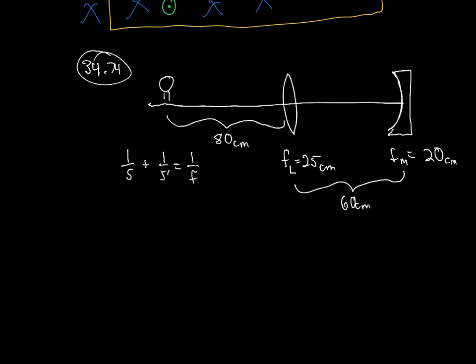Other questions. If I change this to a diverging lens, but kept everything else the same, a concave lens, what would change? The focal length would become negative. How about if this was a convex mirror? It would be negative. It'd be a negative focal length.